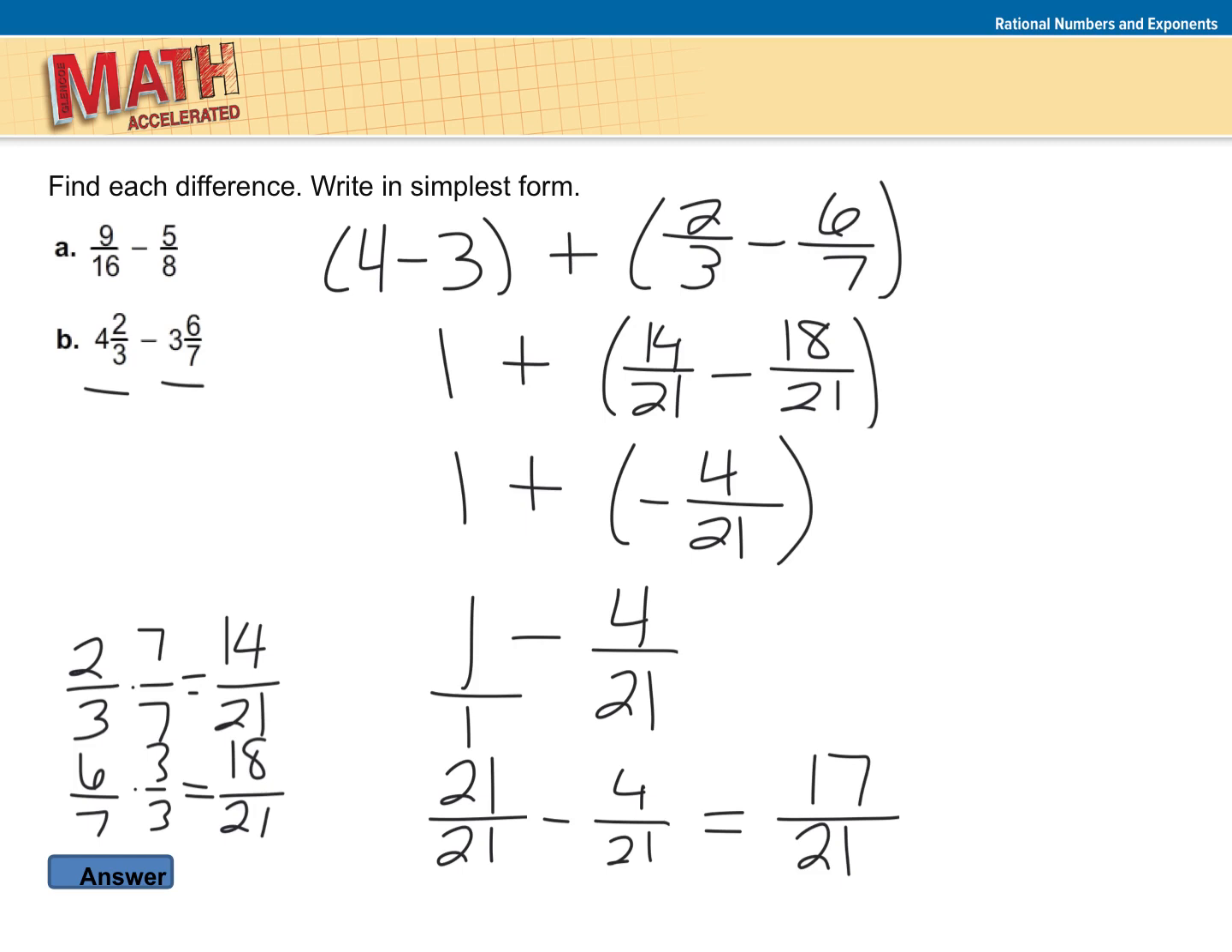Okay? Any questions over adding and subtracting unlike fractions? No, we're okay? All right. What is your first step to add and subtract unlike fractions? Find your common denominator. You got it.